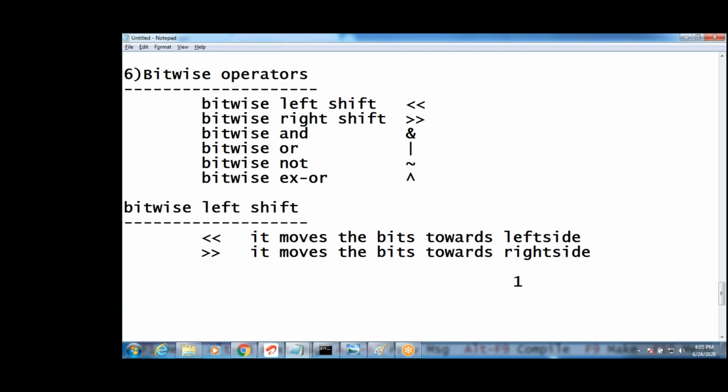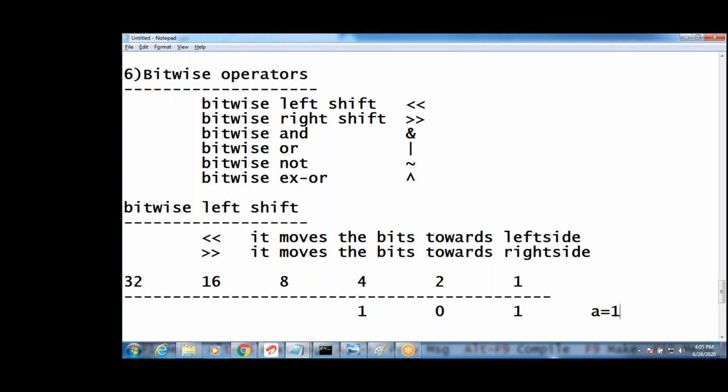You know the binary positions, guys. Binary positions are 2 power 0, 2 power 1, 2 power 2, 2 power 3, 2 power 4, 2 power 5. These are the binary positions. How to write the value 5? 1, 0, 1. This is 5, guys. For example, A is 5.